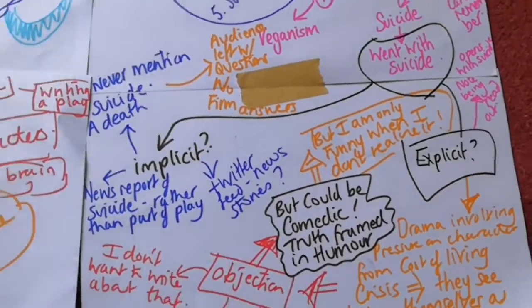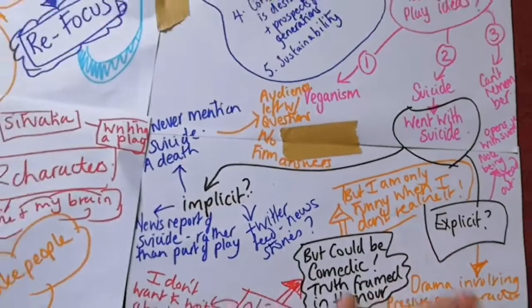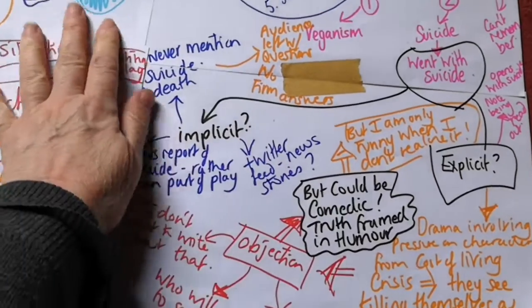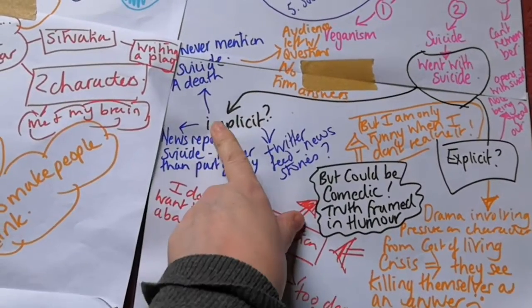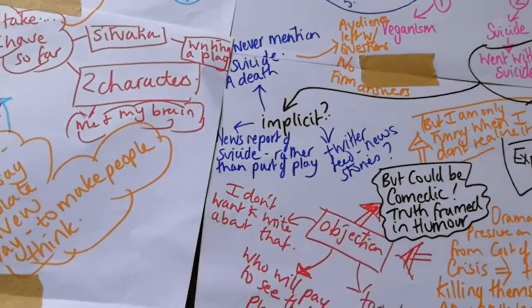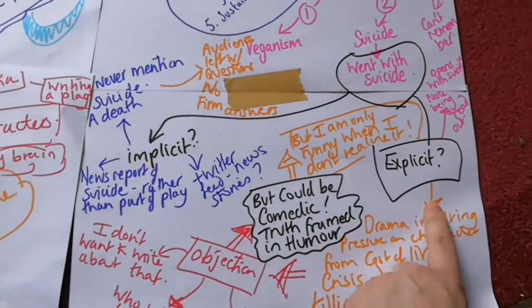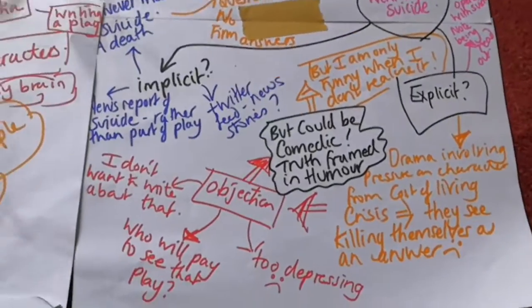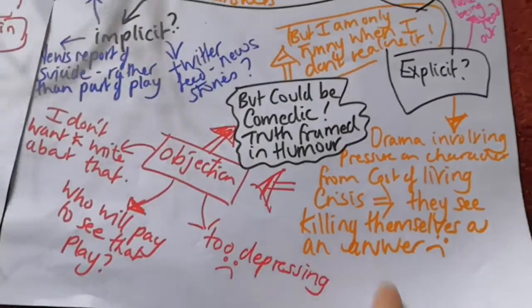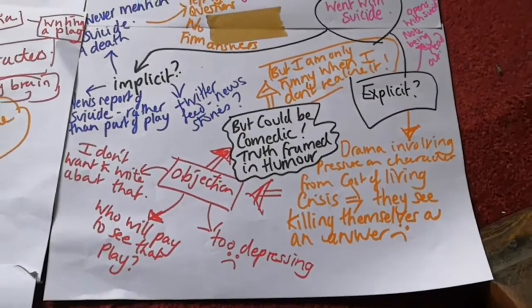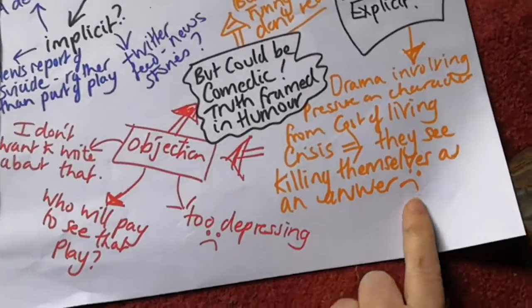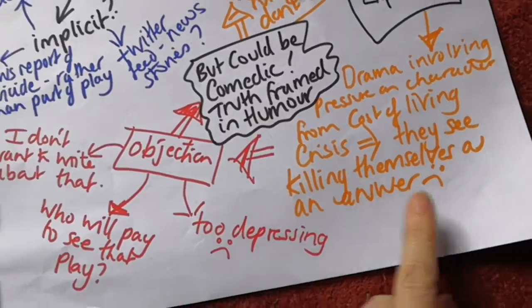My understanding of explicit is when it's obvious and it's on a plate. You don't really have to think about it. Implicit, I understand that being that the audience has to fill in the gaps. There's a little bit of a nudge here and there. So an explicit way of exploring suicide, maybe the drama is involving pressure on a character from the cost of living crisis. They are killing themselves. They see killing themselves as an answer.